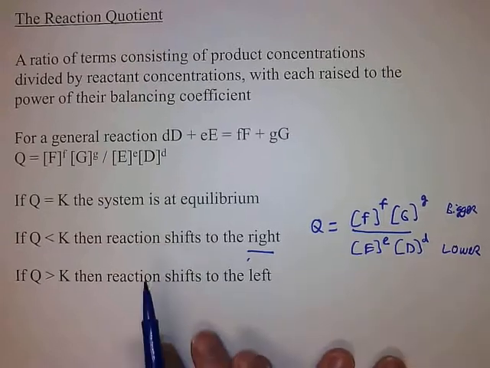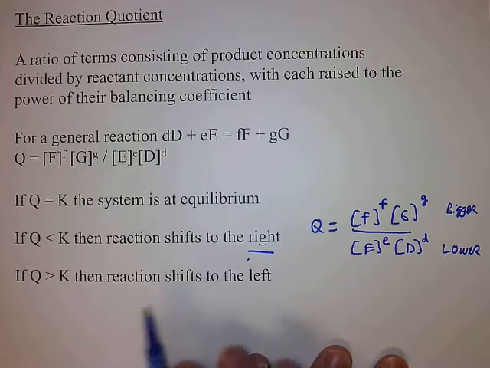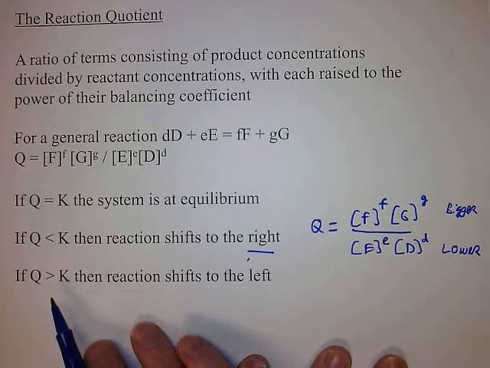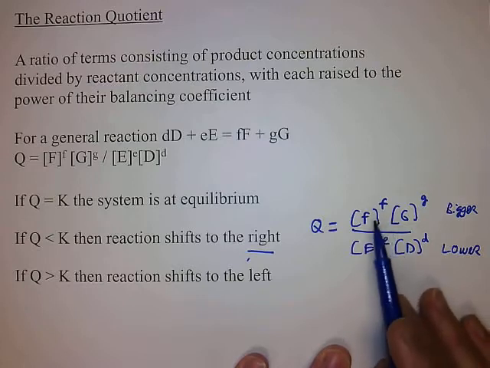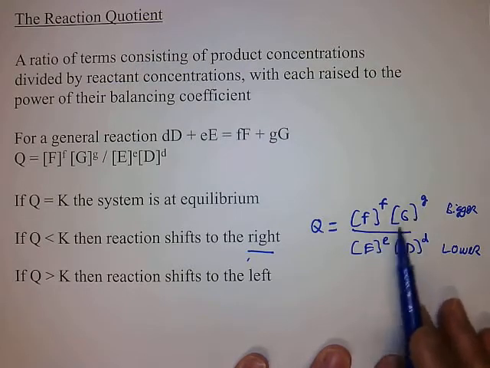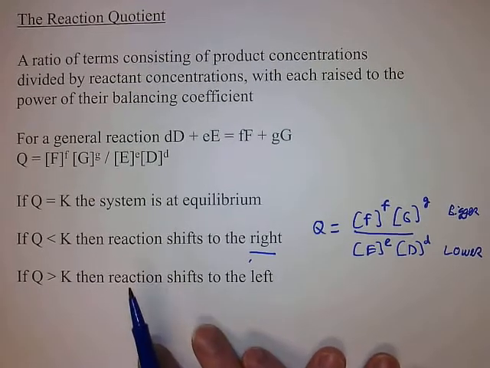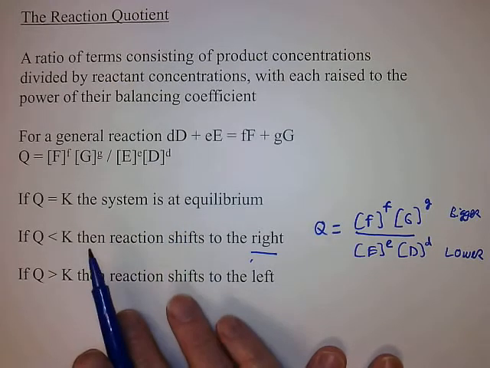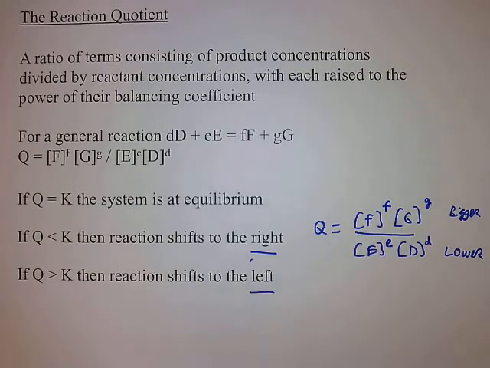Conversely, if Q is bigger than K, that means Q is too big. That means Q has to go down. If this term is too big, that means these are too big and these are too small. It means it's going to shift to the left so that these go down and these go up. So if Q is equal to K, it's at equilibrium. If Q is less than K, it will shift to the right. If Q is bigger than K, it'll shift to the left.